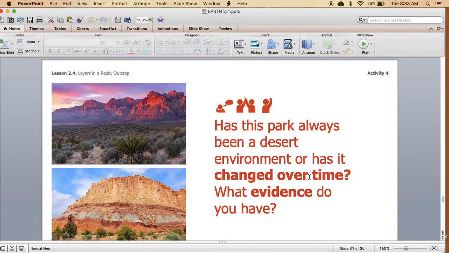A lot of you right now are probably thinking that it must have changed over time. Why? Because it has two totally different rock layers. That means that the environment itself must have been different. What evidence do you have? You have the sim, you have the pictures of Desert Rocks National Park, which show the two different layers, and you also have the Fossil Hunter's Handbook, which shows that the layers are made up of different sediments.